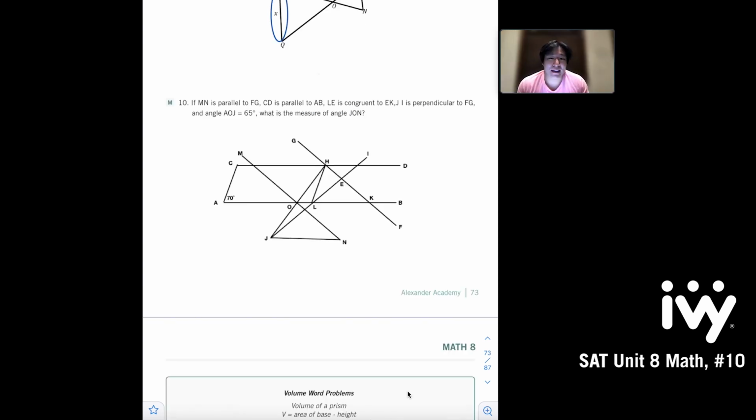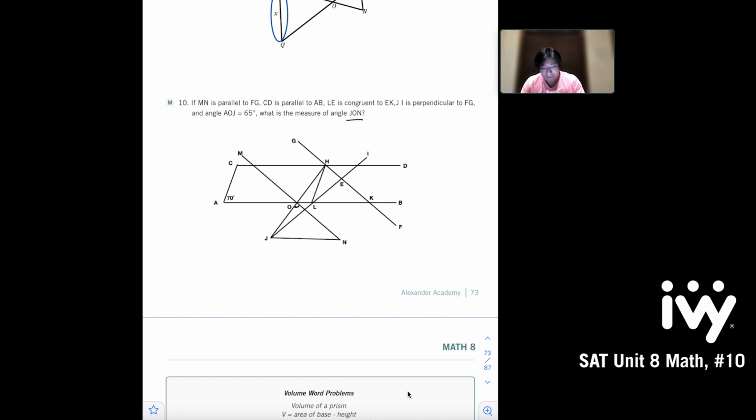Question 10. If MN is parallel to FG, if CD is parallel to AB, LE is congruent to EK, JI is perpendicular to FG, and angle AOJ is 65 degrees, what is the measure of angle JOM? So clearly we have a very complex diagram here and a lot of information being thrown at us. So let's take it one step at a time. First, which angle do we want? We want JOM, which is this angle right here. So let's just remember that this is the angle that we're looking for.